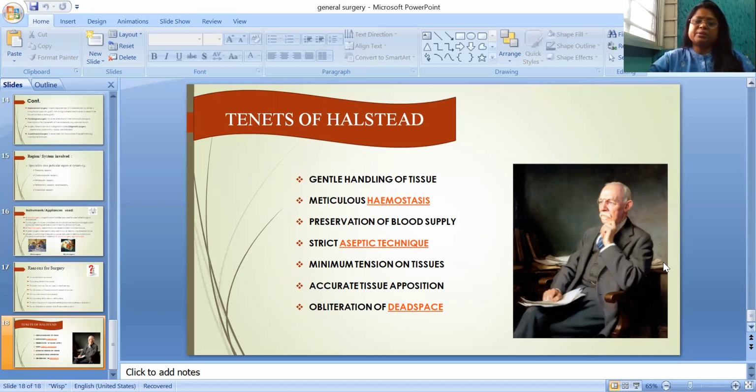Then meticulous hemostasis. Meticulous hemostasis means controlling of hemorrhage, right? That is meticulous hemostasis, and you can control hemorrhage by electrocautery or ligation during surgery, right? Then preservation of blood supply, right?